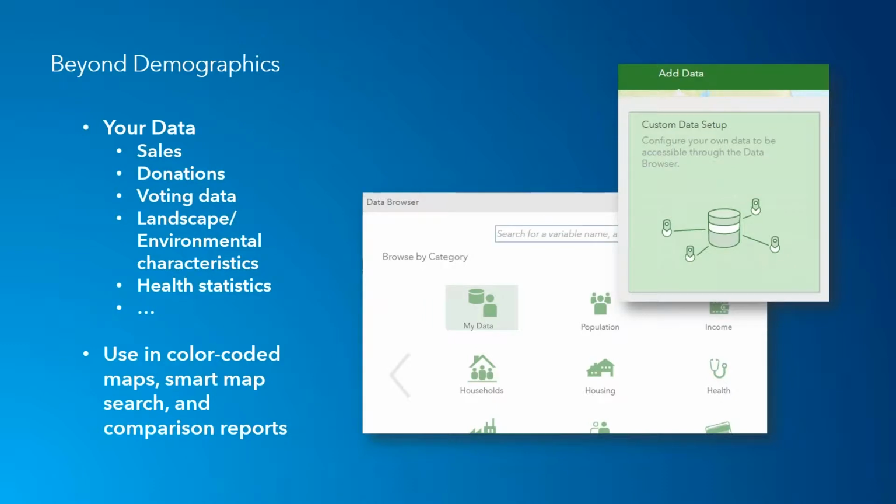And as we mentioned, you can also include your own data in your Community Analyst maps and reports. So you can bring in information on sales, donations, voting data, landscape or environmental characteristics, health statistics, whatever type of data that you are maintaining and that you want to use in your visualizations and analysis. We provide a pathway for you to incorporate those variables into your data browser so that you can use it in creating color-coded maps, smart map search, which we'll demonstrate, and reports.